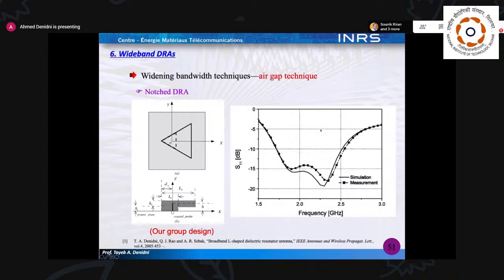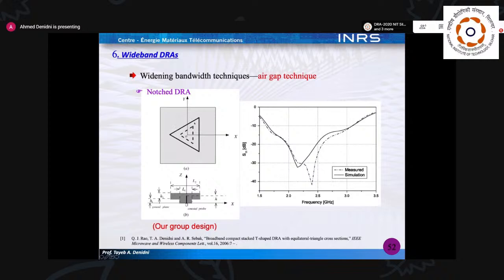And this is simulation and measurement, and we can see that we cover from roughly 1.7 up to 2.5 by using this technique. This is the one by creating this gap. The gap is here or here, you can see it in this picture. You can also create the gap here around this triangle. And also we come up with an operating band from 2 up to 2.5.